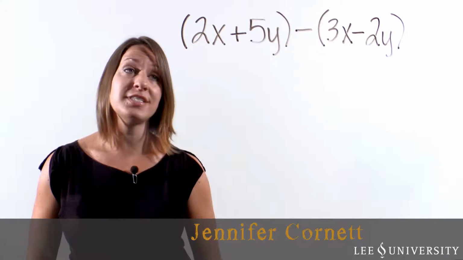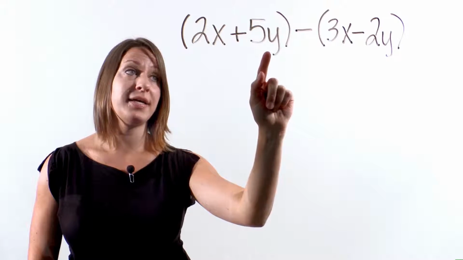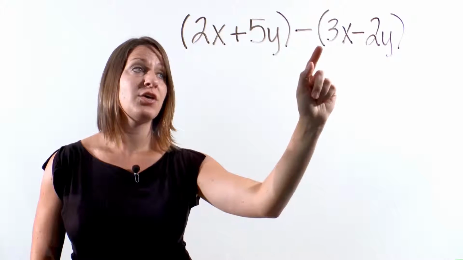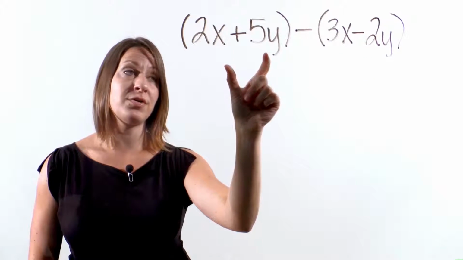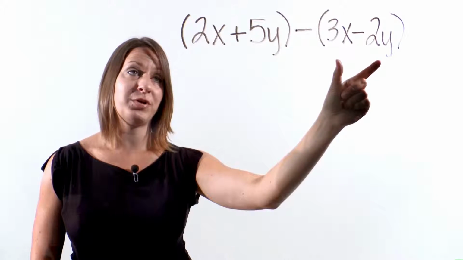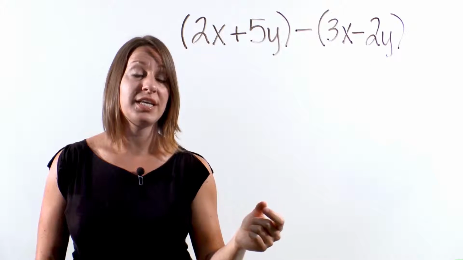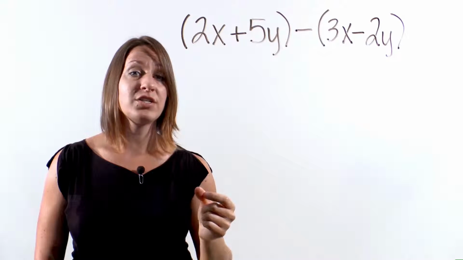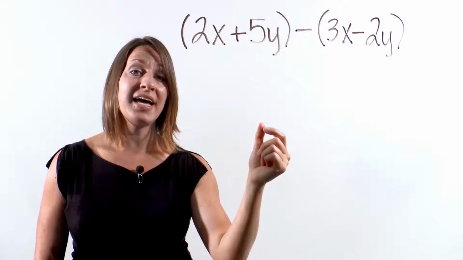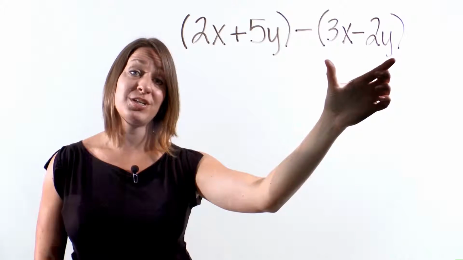Let's look at this first example. We have 2x plus 5y minus 3x minus 2y. This is a binomial minus a binomial. We are going to follow the same rules of subtraction that we did when we were subtracting integers. We are actually going to add the opposite of this binomial, and I'm going to show you how to do that.